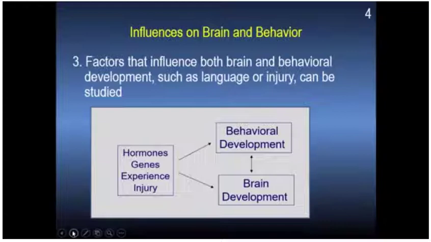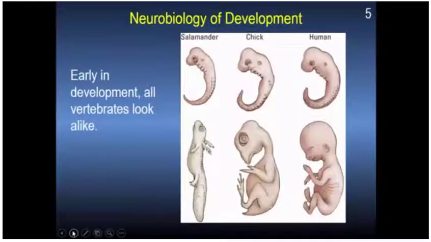A lot of things go in. Aging, hormones, genes, experience, injury, all those types of things have a major impact. So what we'll talk about now is just some normal natural development.